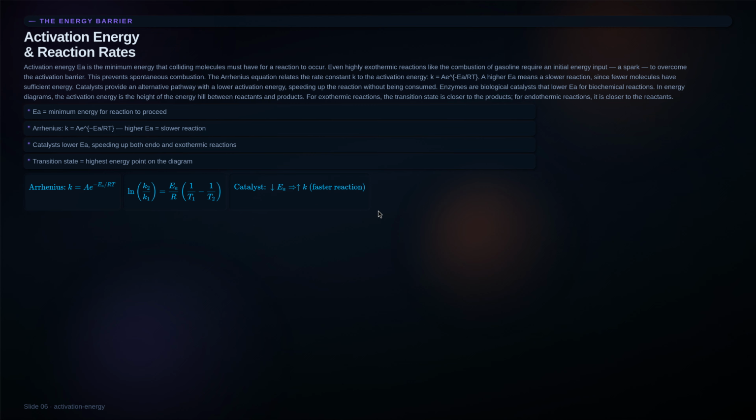The Arrhenius equation relates the rate constant k to the activation energy. A higher E sub A means a slower reaction, since fewer molecules have sufficient energy. Catalysts provide an alternative pathway with a lower activation energy, speeding up the reaction without being consumed. Enzymes are biological catalysts that lower E sub A for biochemical reactions. In energy diagrams, the activation energy is the height of the energy hill between reactants and products.